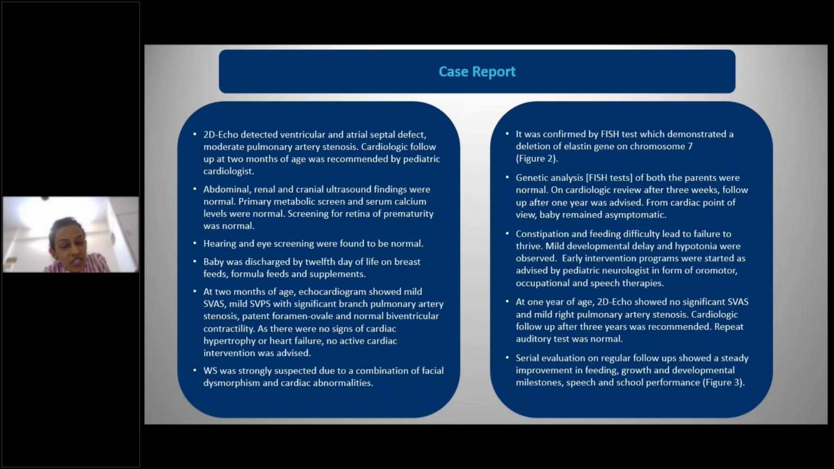Williams syndrome was strongly suspected due to a combination of facial dysmorphism and cardiac anomalies as early as, you can say, by 2 months of age. It was confirmed by FISH test, which demonstrated a deletion of elastin gene on chromosome 7. The FISH test was performed by 2 months of age by us. Genetic analysis of both the parents was also done, which was normal.